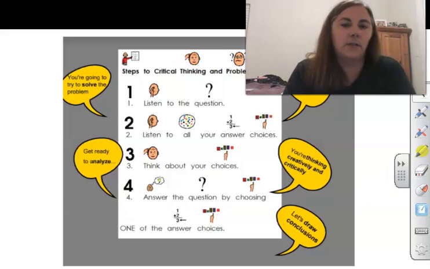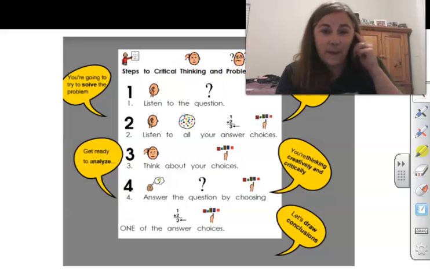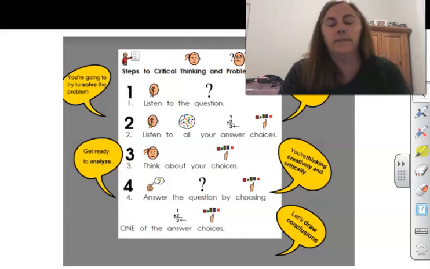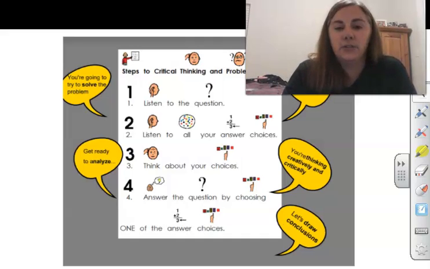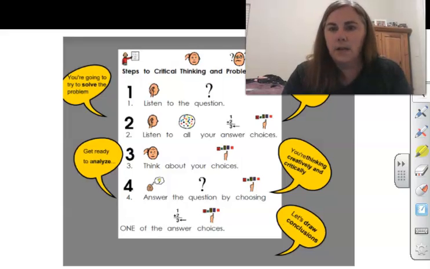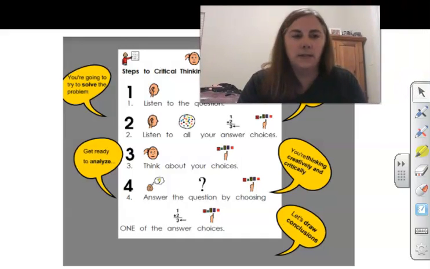All right, let's take a listen to our steps to critical thinking and problem solving. 1, we have to listen to the question. 2, you have to listen to all of your answer choices. 3, you have to think about your choices. You have to think really hard. 4, you have to answer the question by choosing one of the answer choices. While you're doing all this, you're also solving problems, analyzing, making complex choices, thinking creatively and critically, and drawing conclusions when you make a decision for your answer.